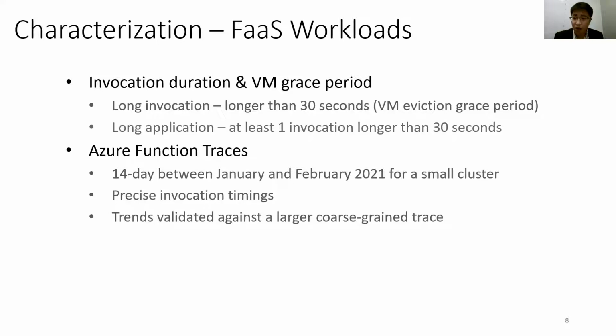In Azure Functions, all functions are grouped into applications, and the application is the unit of scheduling and resource allocation. Following the same logic, we classify applications into long applications and short applications, and long applications are the ones with at least one invocation longer than 30 seconds. These applications are prone to invocation failure if allocated on Harvest VMs. For this analysis, we use a detailed trace of a small cluster with precise invocation time. We also validate the trends in the small trace against a large corresponding trace, and we refer interested readers to our paper for more details.